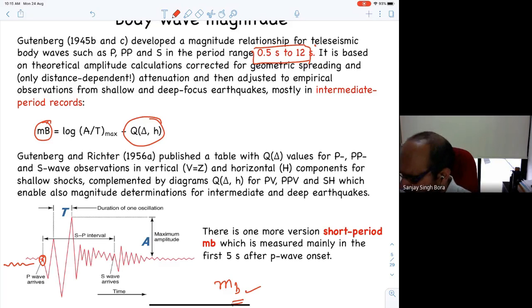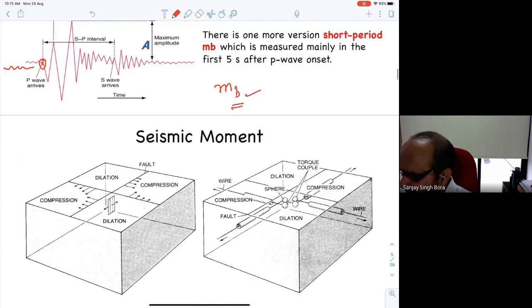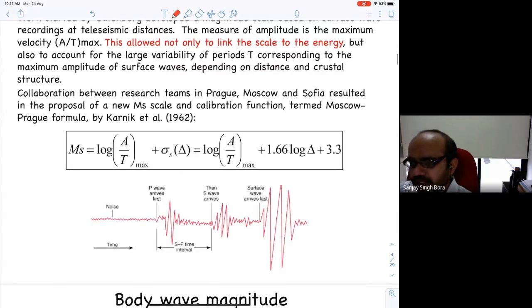So that is how mB was computed, and similarly mS was also computed like this. In the case of mS they consider the surface wave part, and they find a wave which has a period of around 20 seconds. That means it is taking 20 seconds to complete one cycle, and they consider the maximum amplitude of that cycle and then divide it by T. And I asked one question: what is the point of dividing it by T?